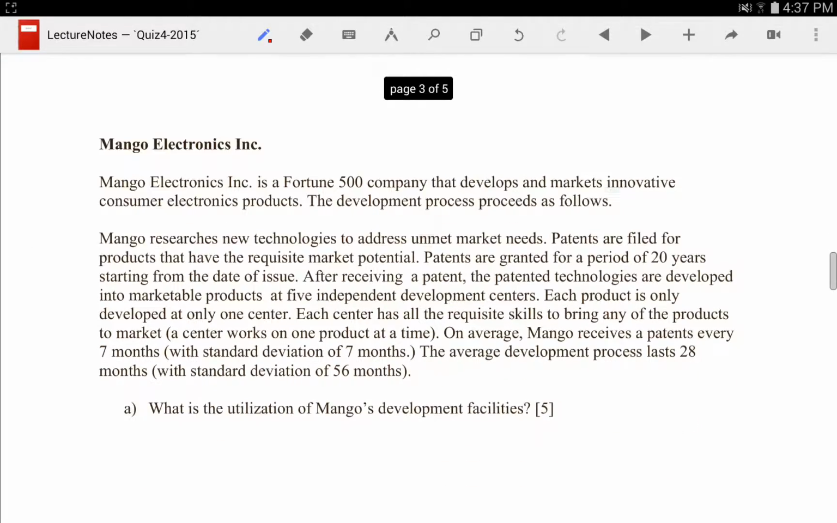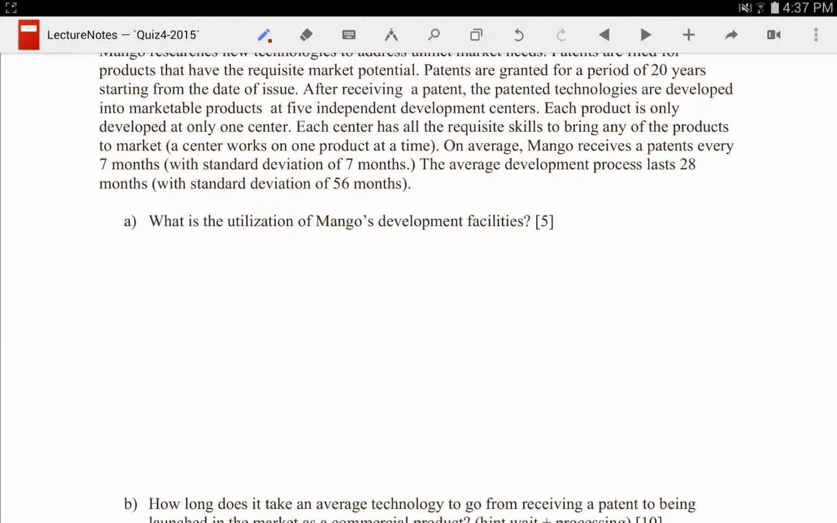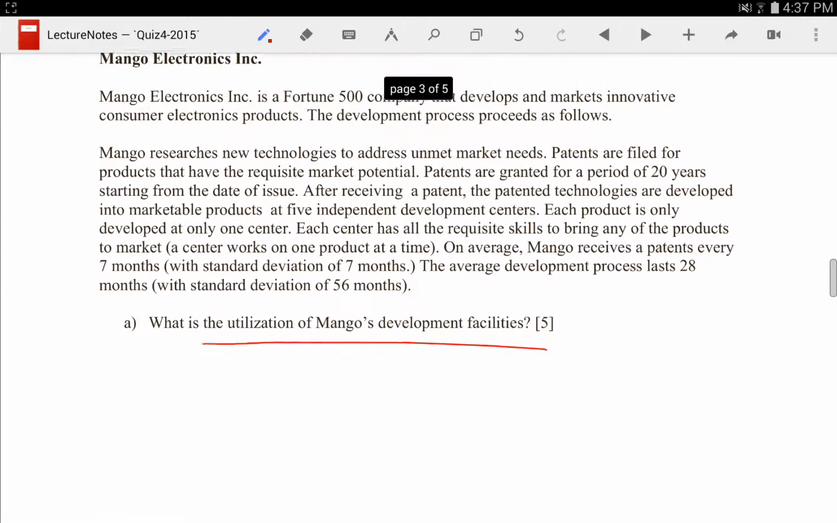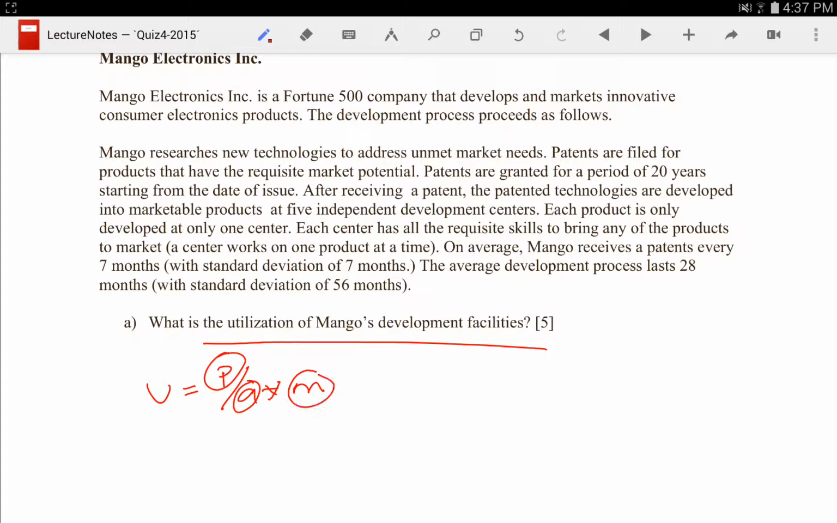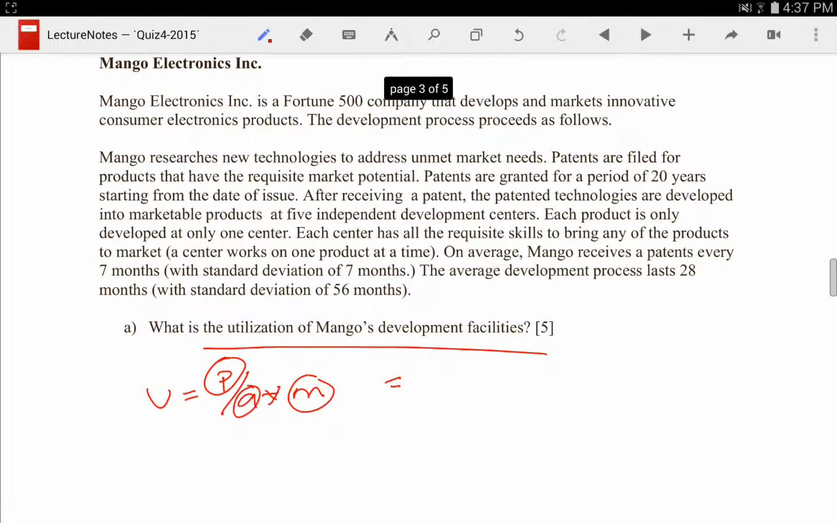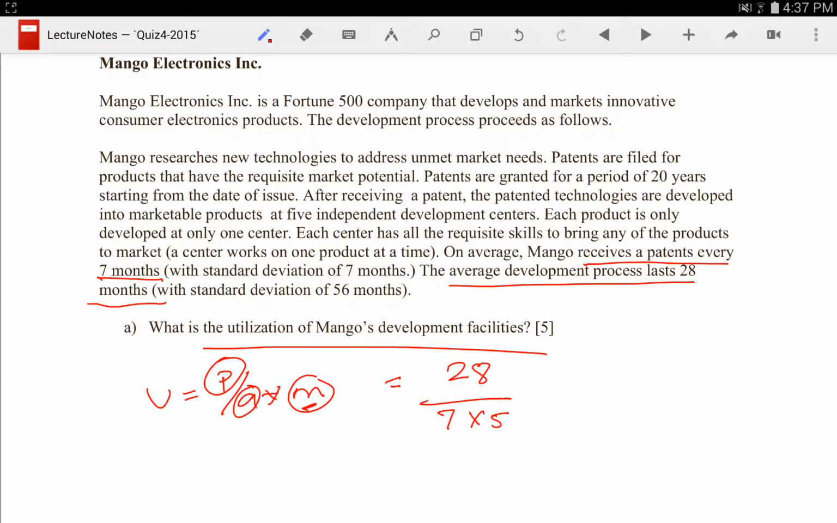The next question is a little difficult one. In this question, what is the utilization of this company? Let's look at the facts again. Utilization is easy, P over AM. We need the processing time, we need the inter-arrival time, and we need the number of servers. The processing time is pretty easy. The average development process is 28 months. A is the inter-arrival time. What's the gap between two successive arrivals? Remember, it receives a patent every 7 months. That is, inter-arrival is 7. M is the number of servers, in this case the number of development centers, that is 5. This comes out to be 80%.